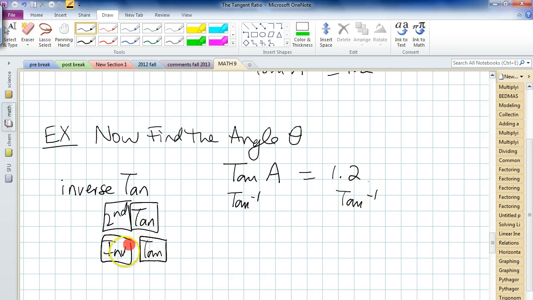That just means these two buttons you have to press. That cancels out. Trust me, they cancel out. They're opposite of each other. So we're left with A, and we're left with 1.2. And then we have to do this tan negative 1, which is the inverse of tan.